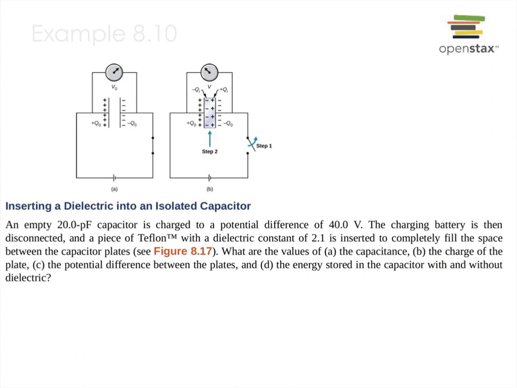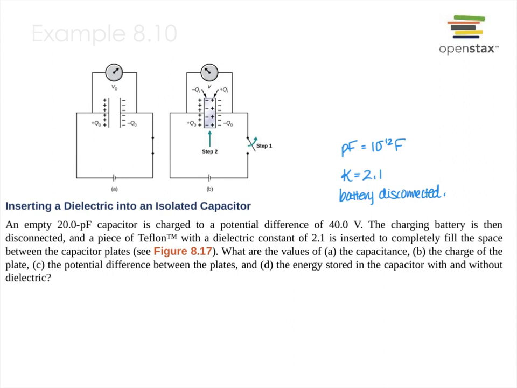All right, so the next two problems are related to the same picture but asking some different questions. In this case, we have a 20 picofarad capacitor. Picofarad, just to remind you, is 10 to the minus 12 farads. It has a potential difference of 40 volts. We're going to disconnect the battery and put Teflon between the plates. Kappa equals 2.1. Battery's disconnected. And we are asked what's going to happen to the capacitance, the charge on the plates, the potential difference between the plates, and the energy stored with and without the dielectric.